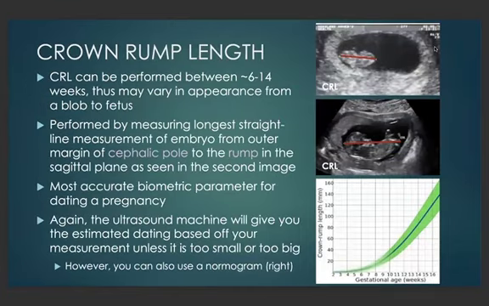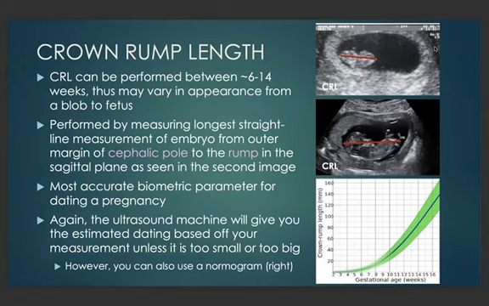So I know I've been throwing this word around, crown rump length, but I haven't really explained it. So now is that time. So the CRL is performed between 6 to 14 weeks, and it's honestly one of the most accurate biometric parameters for dating a pregnancy. And it's exactly how it sounds.